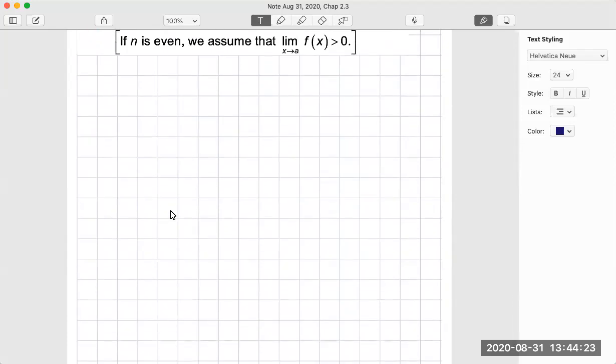Okay. Now let us consider, wait a second.